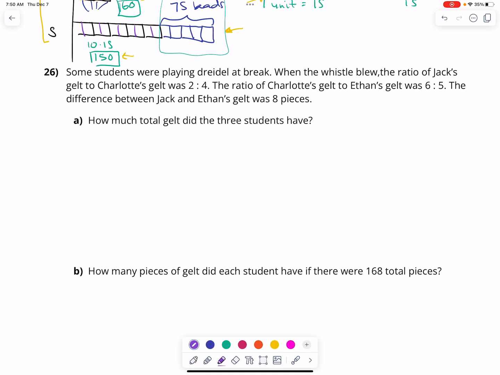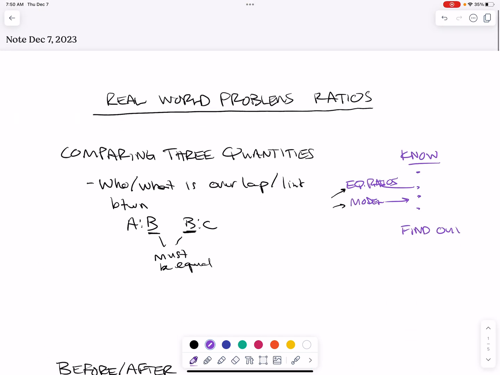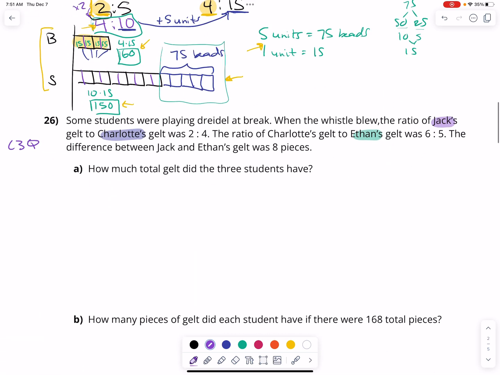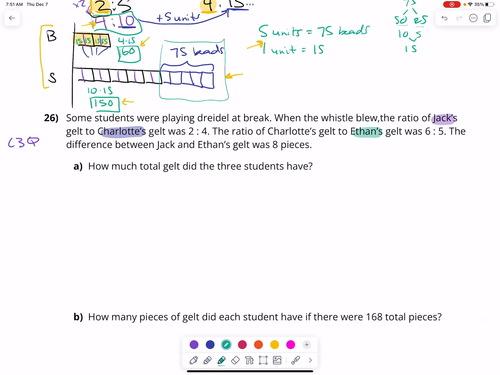So in this problem, it looks like we have a bunch of kids. We have Jack, we have Charlotte, and we have Ethan. So this sounds like we are going to be comparing 3 quantities. And in our questions from up above, we need to figure out who or what is the overlap, because this kid is going to have the same amount. And if we look at the ratios given to us, our overlap is Charlotte. So in the other video, I think we would have set it up as Jack to Charlotte to Ethan, and then we would stack it like this, just pulling information from the problem.